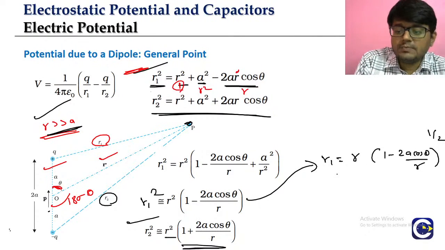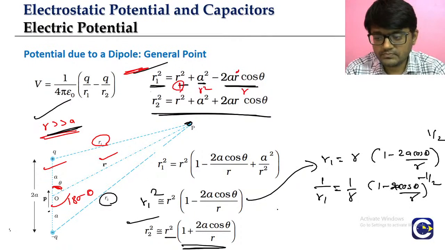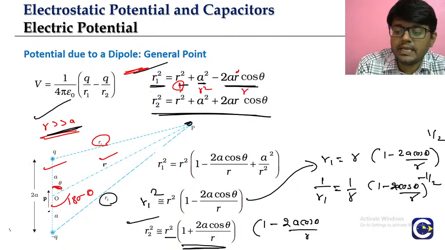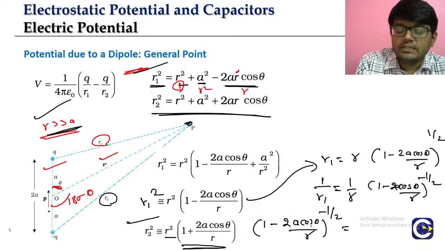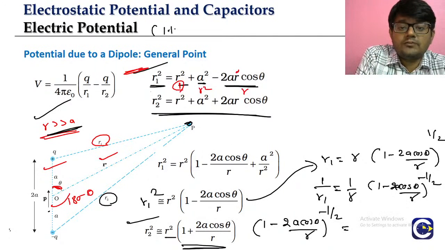Okay, when we take the reciprocal, what are you going to get? 1 by r1 is equal to 1 by r, 1 minus 2a cos theta by r whole power minus half. Okay? So look at this one, this 1 minus 2a cos theta by r whole power minus half. This is like a binomial expansion, where the expansion is: if you have 1 plus x whole power n type, here x is very small. Why? Because a is very small in comparison to r.